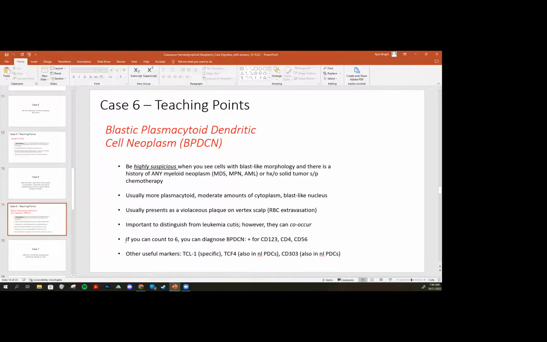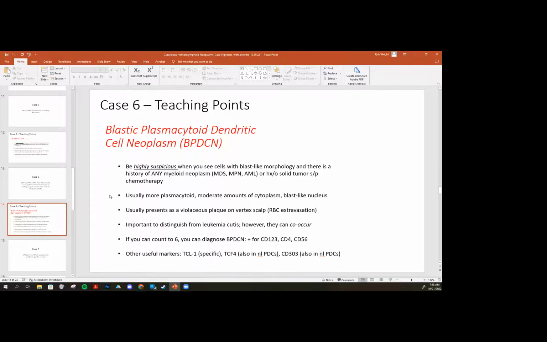And it's important to distinguish from leukemia cutis because they do get slightly different treatment regimens. However, they can co-occur. You can get collision tumors of AML and BPDCN. You can get them involving different sites on the same person. You can get them on the same site in the same person. You can get them both co-occurring in the skin and the bone marrow simultaneously. And they can all be derived from the same founder myeloid neoplasm. So just think of BPDCN really as another transformation type event from myeloid neoplasms into an acute leukemia-like lesion.